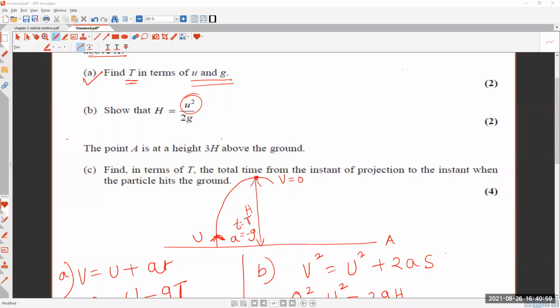Okay, so let's talk about this one. The point A is at a height of 3h above the ground.